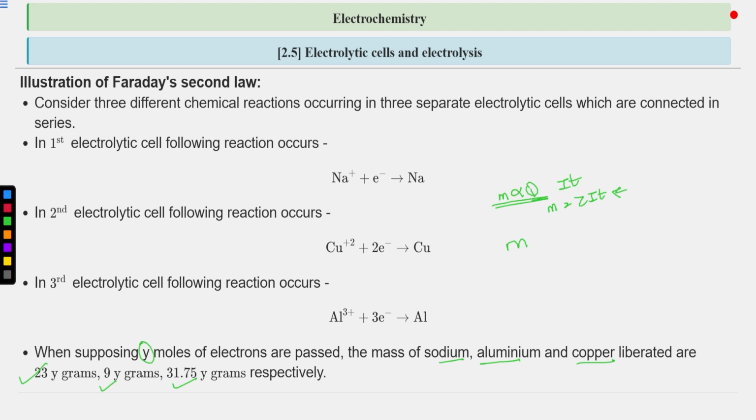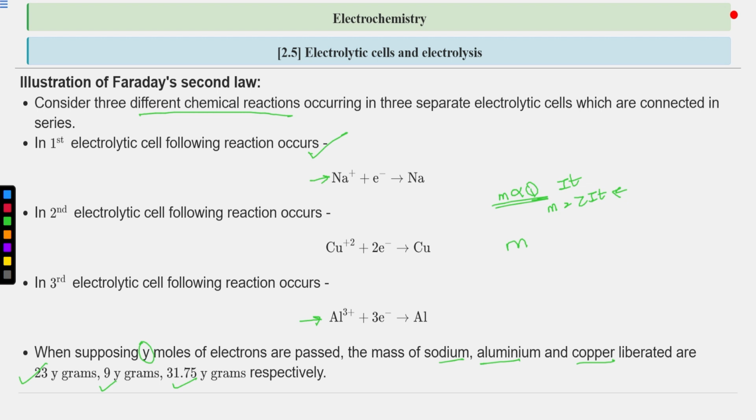Now here we are taking three different cells which are connected in series, and they have different chemical reactions. Their chemical reactions are also given. In the first electrolytic cell, this is the reaction happening, the sodium reaction. In the second cell, you can see the reaction happening is the copper one. If you observe, in all three cells the reduction process is happening and only the half cells are given. In the third electrolytic cell, the reaction happening is for the aluminium.